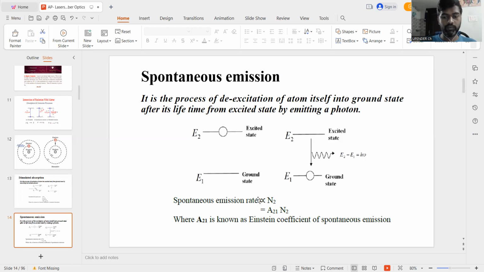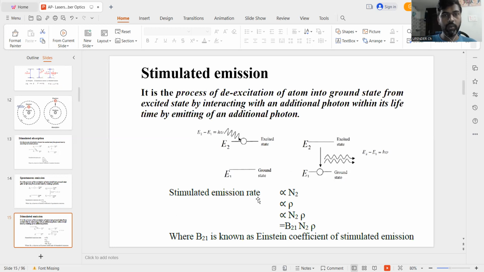Okay, now next one is stimulated emission process. Stimulated emission process. In this process of de-excitation of atom into ground state from the excited state, interacting with additional photons with itself.